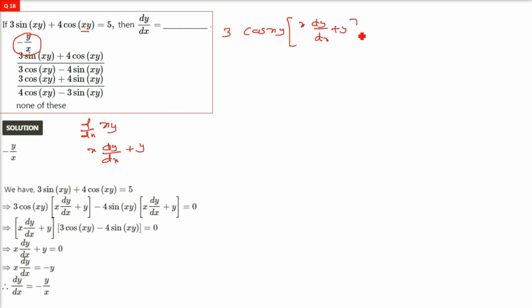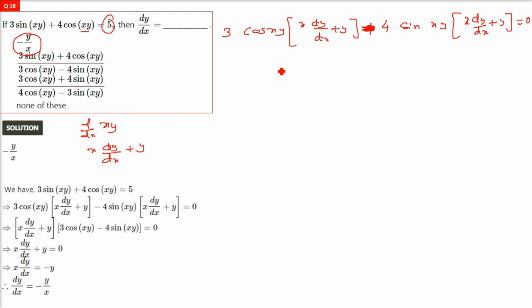And here we have plus 4 cos xy, which is minus sin xy. So minus sin xy, and then the xy, so again the same thing, x dy by dx plus y. Alright, this is equal to 5. Differentiation of 5 or any constant is always 0.